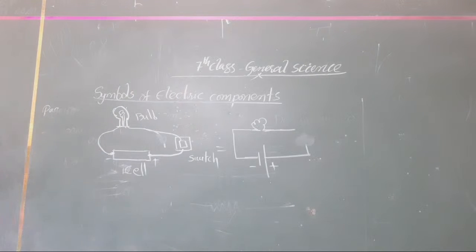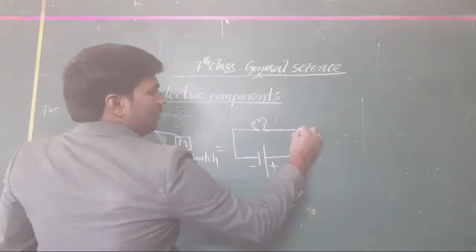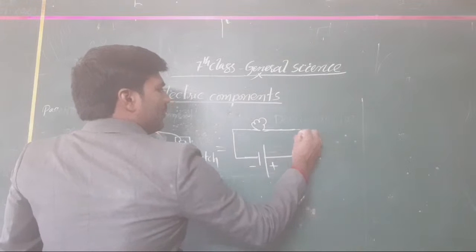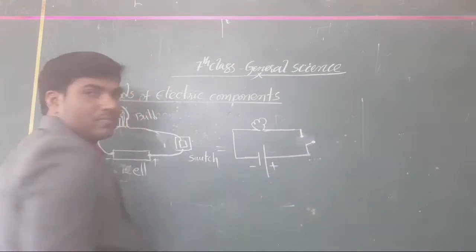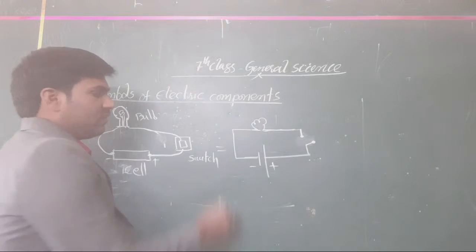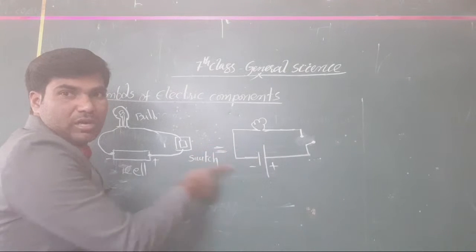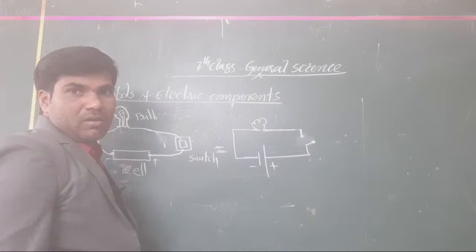How do we write the switch here? Now the bulb is not glowing. That's why the switch may be written like this. Do you understand, all of you? This is the equivalent symbolic circuit of this one. Okay, clear or not, all the students?